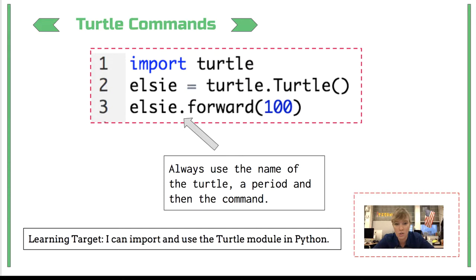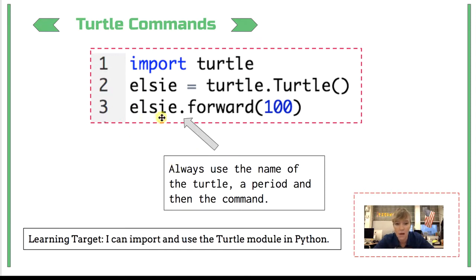Okay, so you should have named your turtle by now. Now I've named my turtle Elsie, and your turtle commands are going to look a little different because I'm sure you haven't named your turtle Elsie. But from now on, I'm going to refer to Elsie in this video because I've named my turtle Elsie. Again, you're going to be using a different name here, so your code is going to look slightly different than mine.